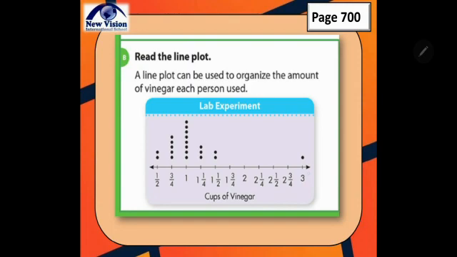Here we have a number line that is divided into parts, and each part is represented by the cups of vinegar that each student used. And the dots represent one student that performed the experiment.